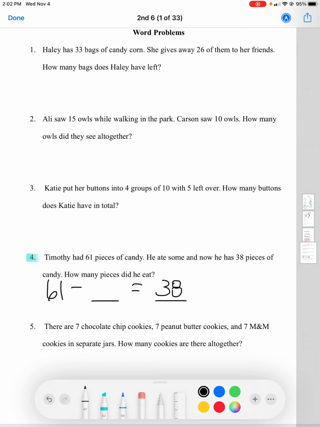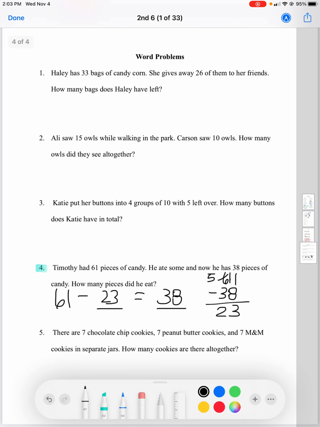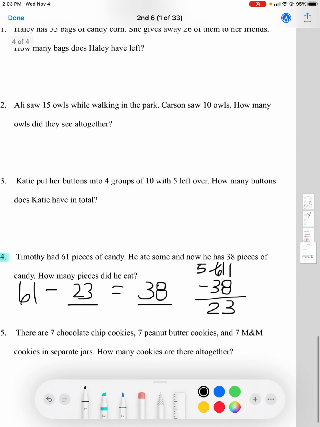So in order to solve this, we can invert it. So instead of subtracting this unknown variable, we'll be subtracting the 38 from the 61. The 61 minus 38. You can't do 1 minus 8, so we'll regroup. Take this 10 and then turn it into 10s here. So we have 11 minus 8, which equals 3, and then 5 minus 3, which equals 2. Now, if you try doing 61 minus 23, you'll get 38. So the answer is 23 pieces of candy.